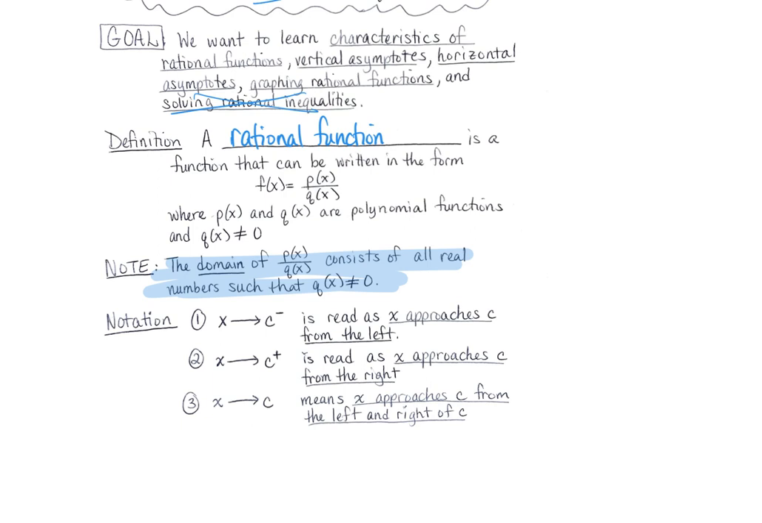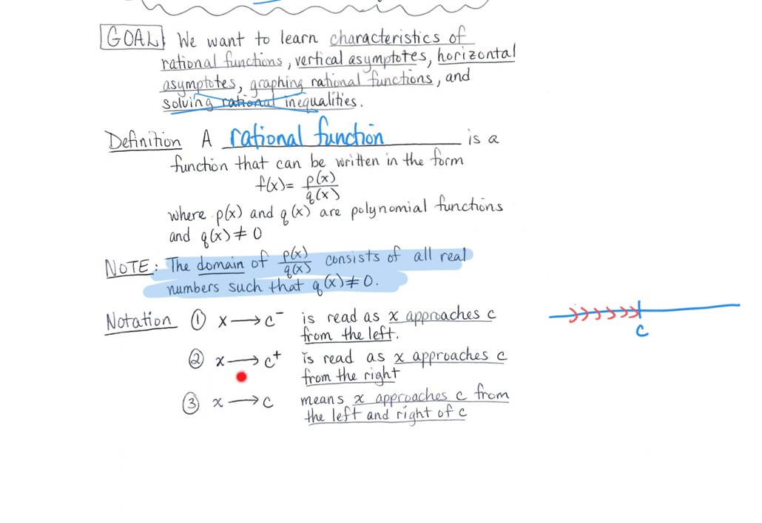Now, this arrow means approaches. This is new notation, so make sure you're paying attention. This is read as x approaches c from the left-hand side. When you see a superscript minus, that means from the left. So if that's c, x is approaching c from this side, getting closer and closer to c from the left.